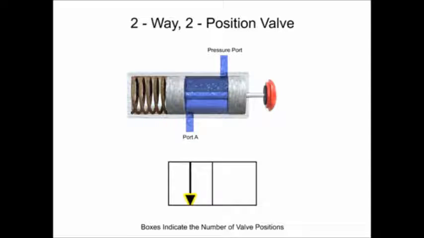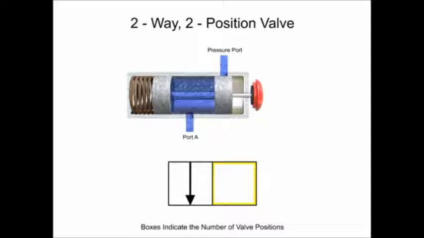A solid arrow indicates the direction of liquid flow. The first position of this valve allows fluid to flow from the pressure port to port A, so an arrow is drawn in the first box to indicate fluid flow. A T indicates that a port, or way, is blocked or closed. This valve's first position has no ports blocked, but its second position blocks both. The second box corresponds to the second position of the valve. Therefore, 2 T's are added to illustrate the lack of fluid flow in the second position.